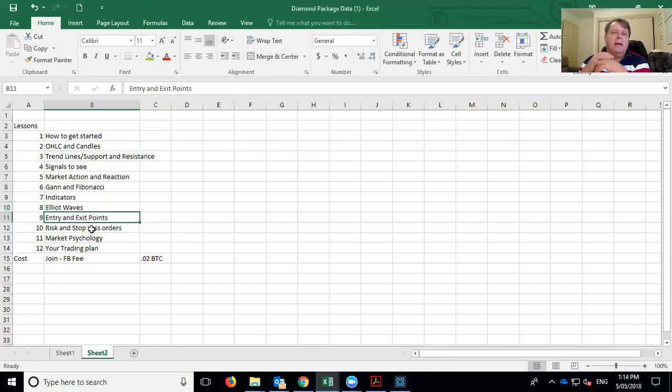Okay. Then we look at how to actually enter and exit. So stop loss orders, buy orders, stop limits, when to actually place orders. So you don't have to be sitting in front of the computer constantly. You can actually place orders into the future. And then when the market hits, then your trade or your order is executed on your behalf. Okay, so we look at that.